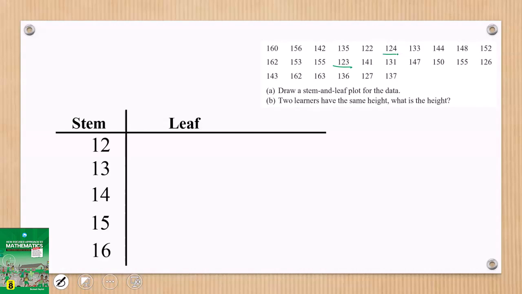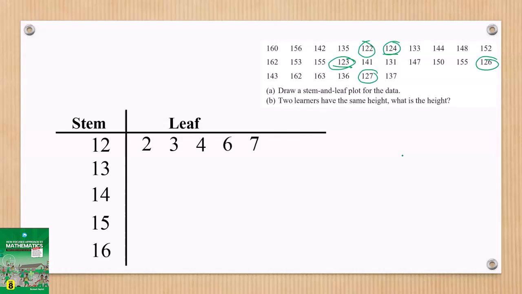So starting from here, we have 1, 2, 3, 4. Okay, so far, okay, there's another one here making 5. So the least among these will be 2, right? So 2. Then that is 122, followed by 123, followed by 124, followed by 126, and then 127.